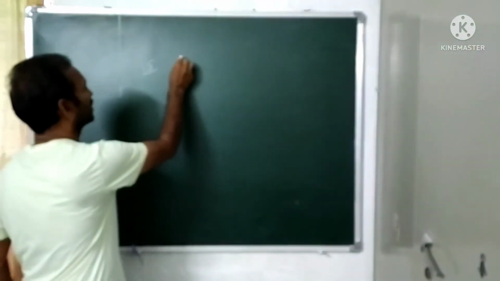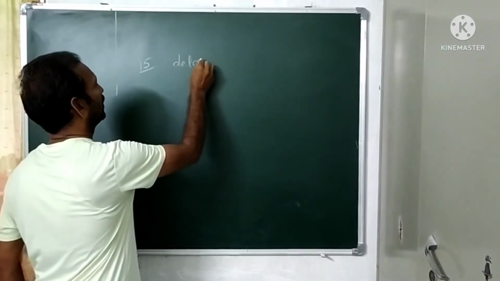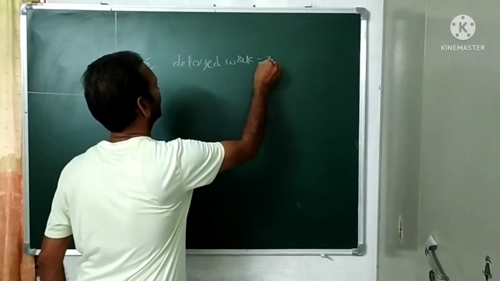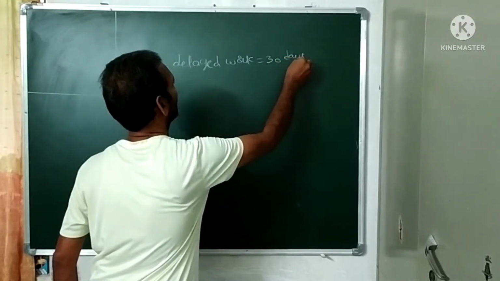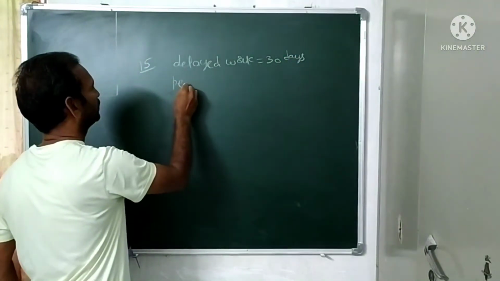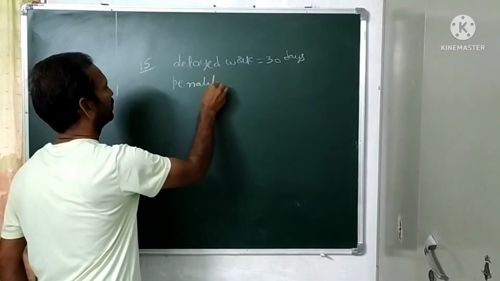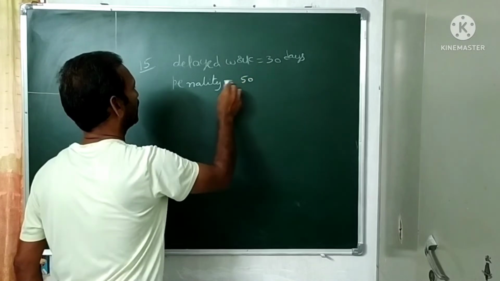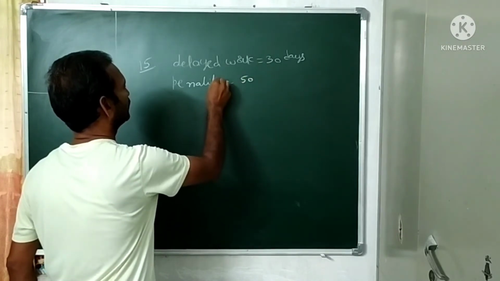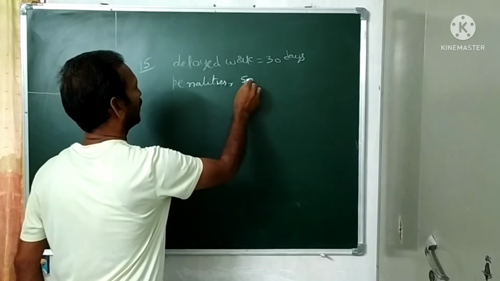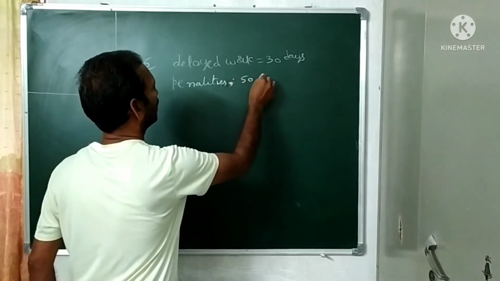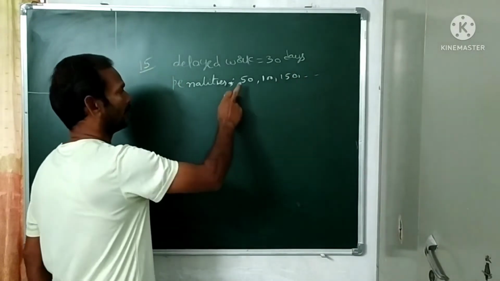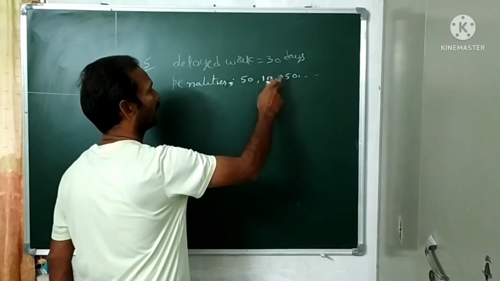Delayed work how much? Delayed work 30 days. Penalty. Penalty 50, 100, 150, and so on. So like this, penalty for the first day 50, second day 100, third day 150, like that.